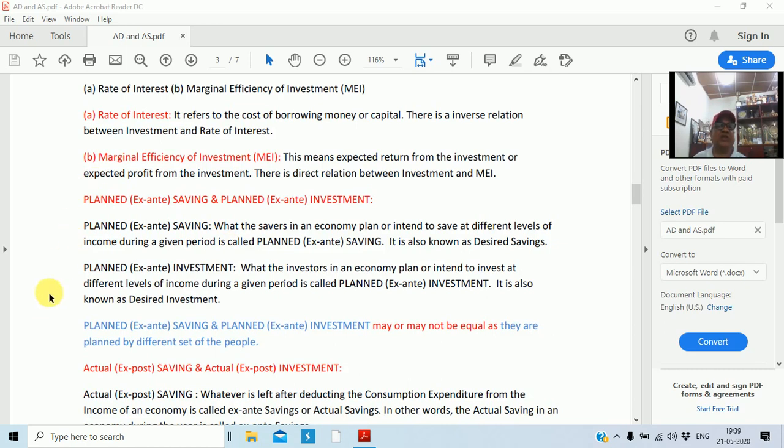Now moving to the next terms, that is called planned or ex-ante saving and planned or ex-ante investment. Now I will explain you in a very simple manner. When we start a session, right? When we start any accounting year, generally it starts from the 1st April. At that time, as a consumer, I will have a plan that during this year I am going for the savings, this much saving, X, Y, Z. That is the plan of a saver. Right? One who is going for the saving.